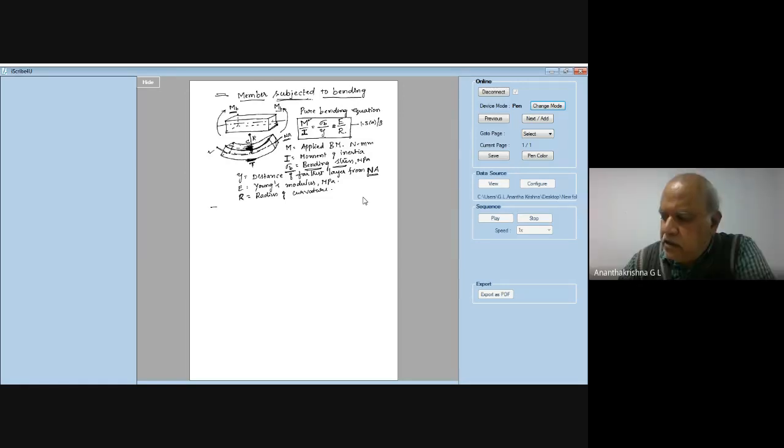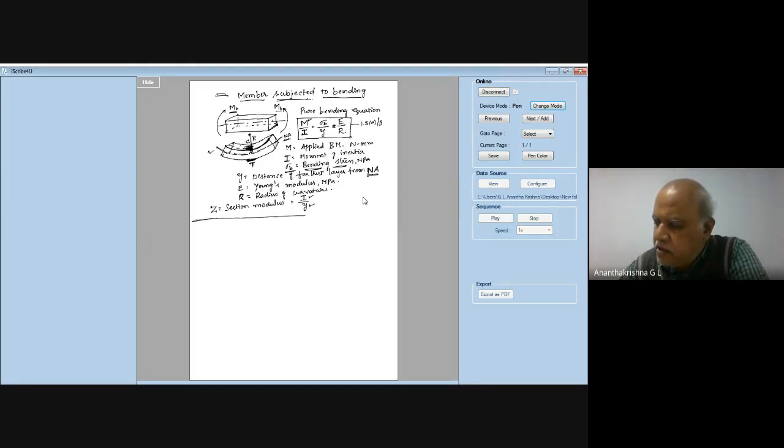And yes, sir, there is one more Z called section modulus. What is the definition of section modulus? It is the ratio of I by Y. That is, section modulus is the ratio of moment of inertia to the distance of the farthest layer from the neutral axis. Are you there with me with the basics?